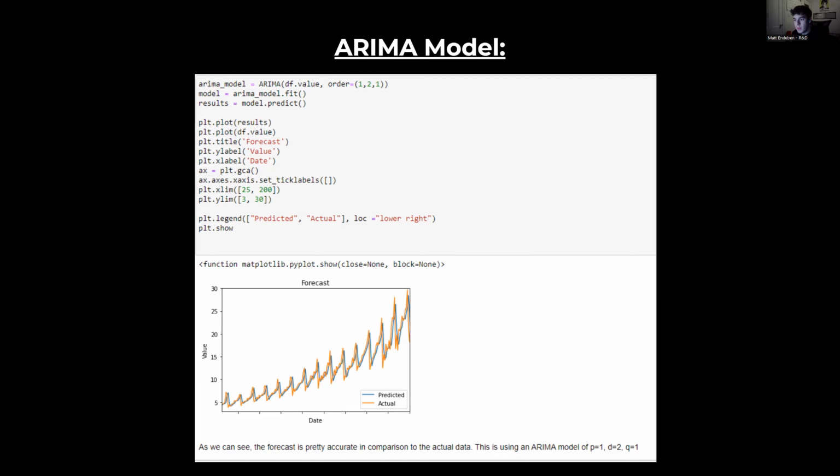And so we can be pretty confident in using this sort of model to forecast, okay, well, what is next week's data going to be? Because now we have an example. It's showing that it's able to map pretty well to what the actual data is based on these terms that we looked at, right? And so as we can see, the forecast is pretty accurate in comparison to the actual data. And this is using an ARIMA model of P equal to 1, D equal to 2, and Q equal to 1.